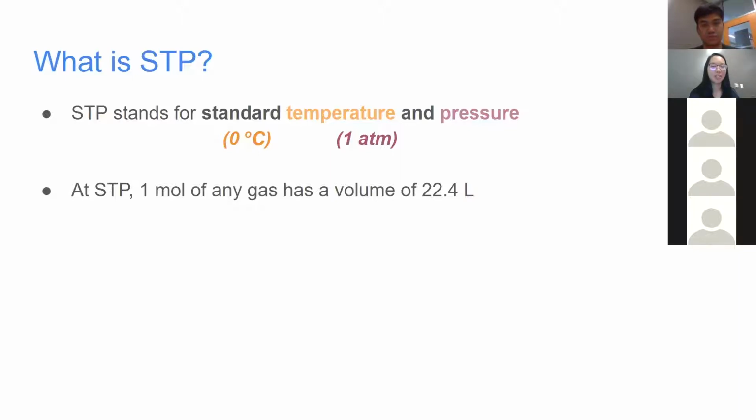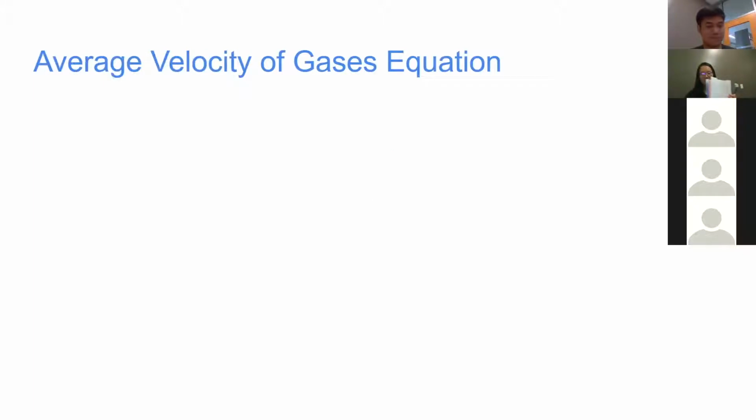And as a bonus piece of information, at STP, 1 mole of any gas will have a volume of 22.4 liters. So as long as you know that this is 0 degrees Celsius and 1 atm, you're good. Also be comfortable converting Celsius to kelvins, because she might put the temperature in kelvins, and if you don't know that 273 kelvins is the same as 0 degrees Celsius, you might get it wrong. So know how to convert between those two.